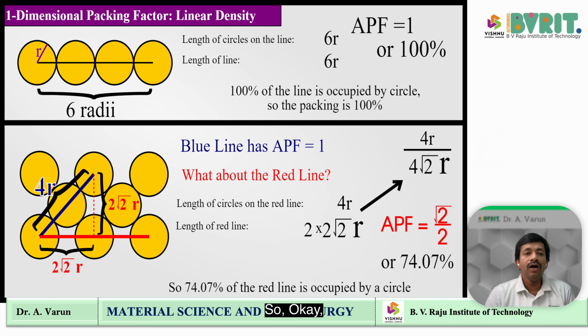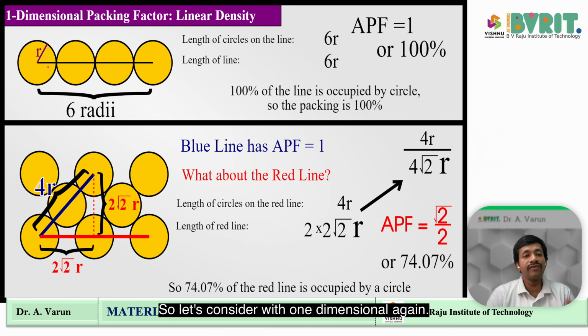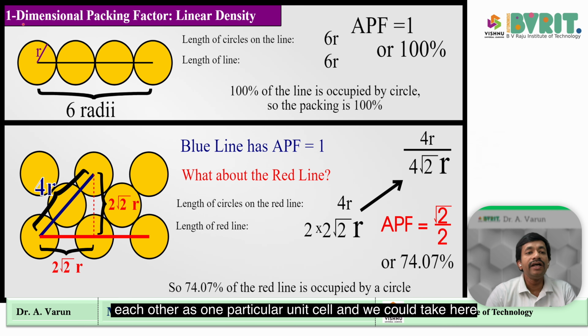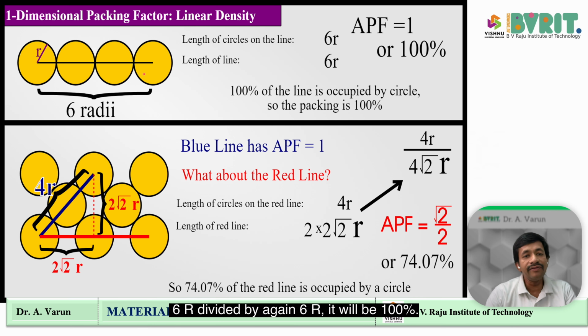Let's see how we can determine the atomic packing factor when the atoms are arranged in one row, so let us consider one dimension again. Suppose we take these four atoms touching each other as one particular unit cell. If I want this length, it is straight away 1r, 2r, and again 2r, and half 1r, so the total length will be 6r. And 6r divided by 6r will be 100%.